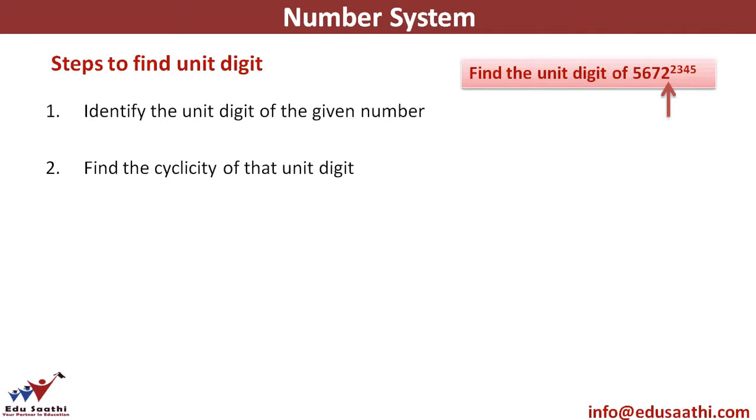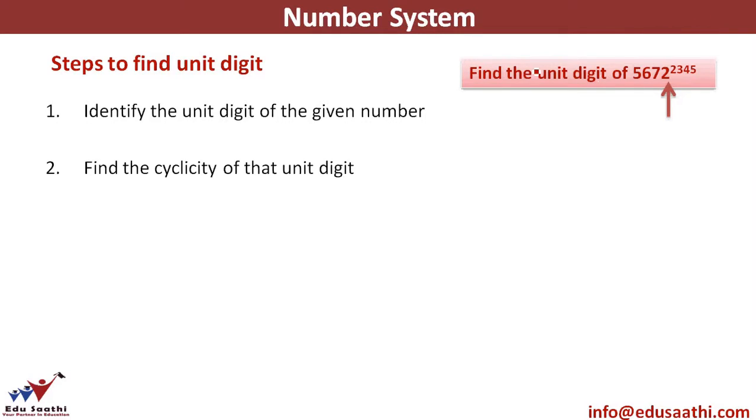Since we have already done, numbers like 2, 3, 7 and 8 have a cyclicity of 4. Digits like 4 and 9 have a cyclicity of 2. And digits like 0, 1, 5 and 6 have a cyclicity of 1. So I will look at the cyclicity of that unit digit. So let's look at the question that we have.